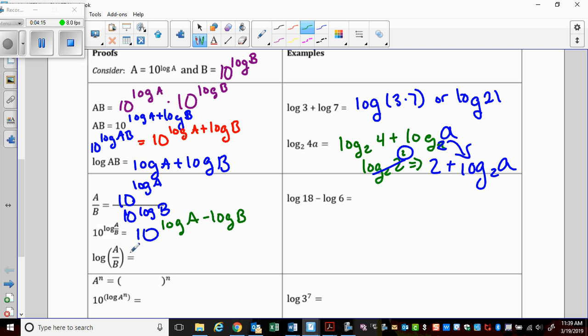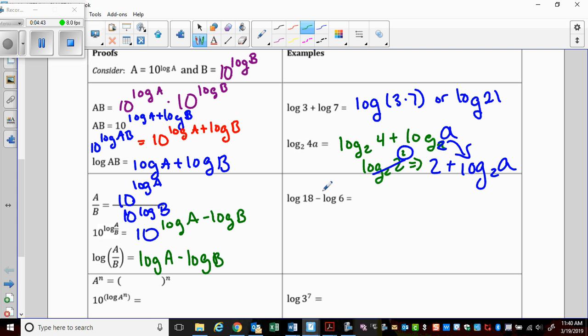And we're going to get log... these need to be equal, right? The exponents need to be equal. So we have log of A over B is equal to this exponent, which is log of A minus log of B. So this is another property of logs. When we're dividing, we subtract them.